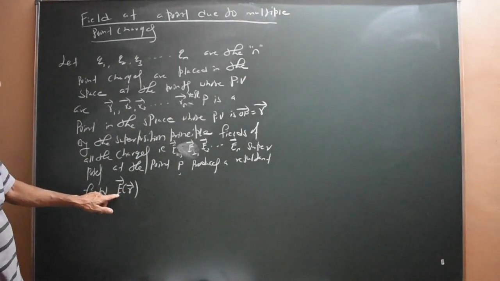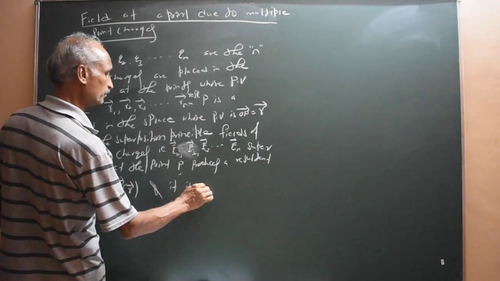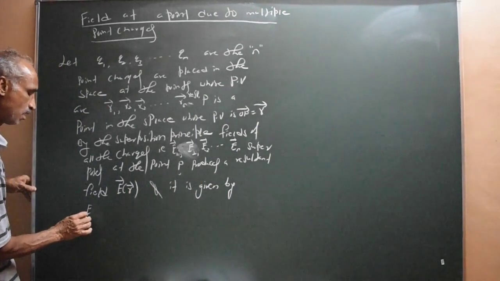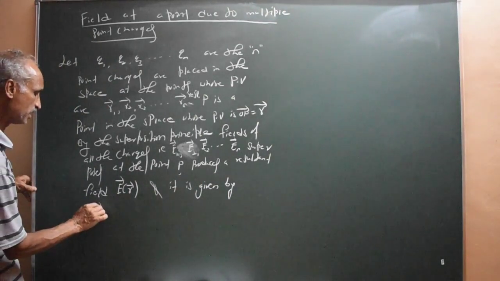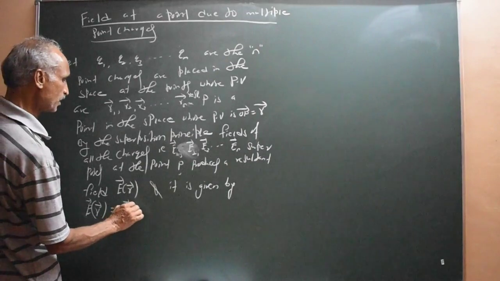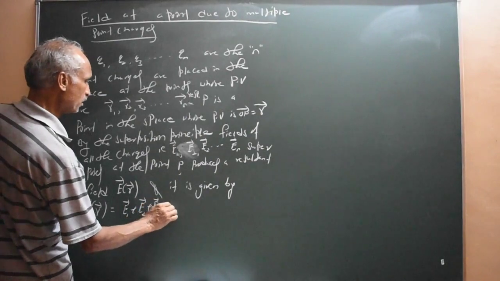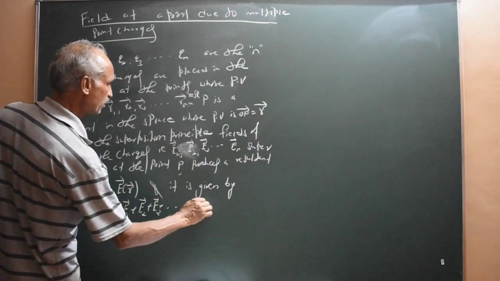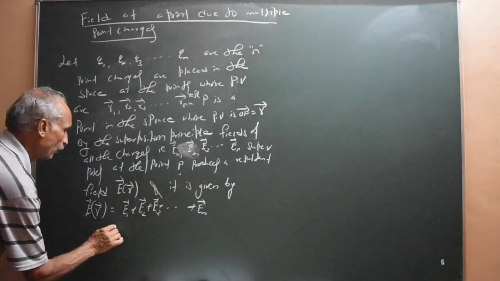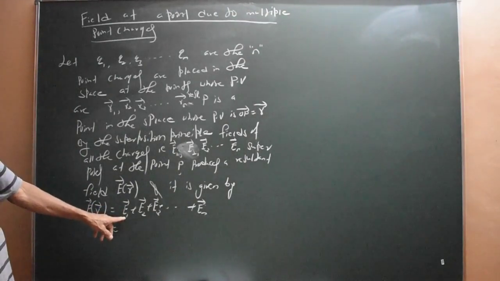The field at that point is E bar, and it is given by E bar of R bar equals E1 bar plus E2 bar plus E3 bar plus and so on up to En bar. Where E1 bar, what is E1 bar? Let us take the diagram. I will complete this expression now.